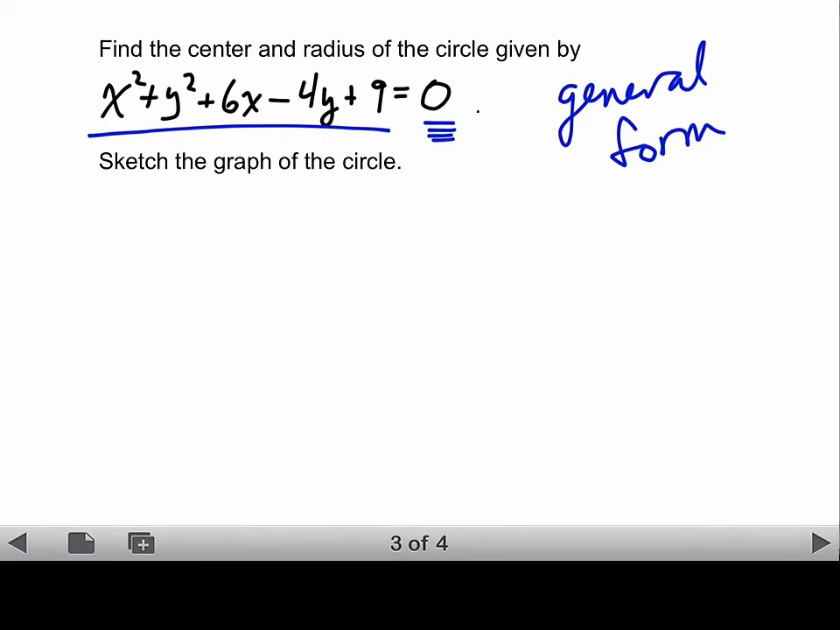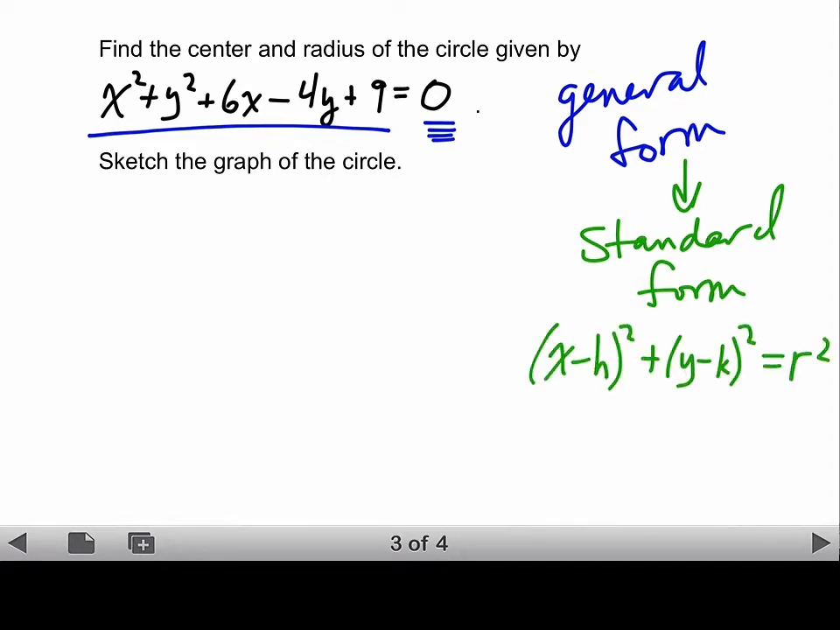So in order to come up with the center and radius, I'd like to turn what's in general form into standard form. And remember, standard form is (x minus h) quantity squared plus (y minus k) quantity squared is equal to r squared. Notice in the standard form we have quantity squared. It's twice, but we have quantity squared. So in short, to get the equation that's in general form into standard form, we're going to complete the square. And we're going to do it twice.